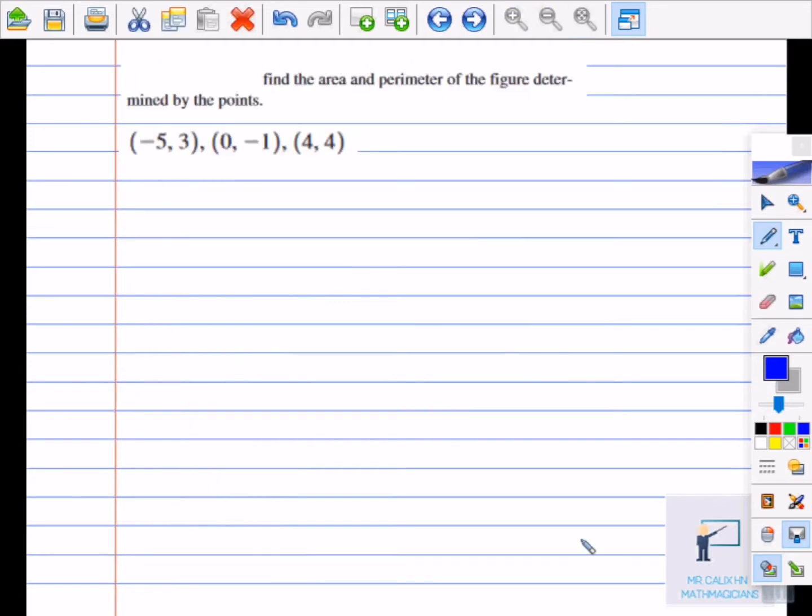With the next type of exercise, it says find the area and perimeter of the figure determined by the points.